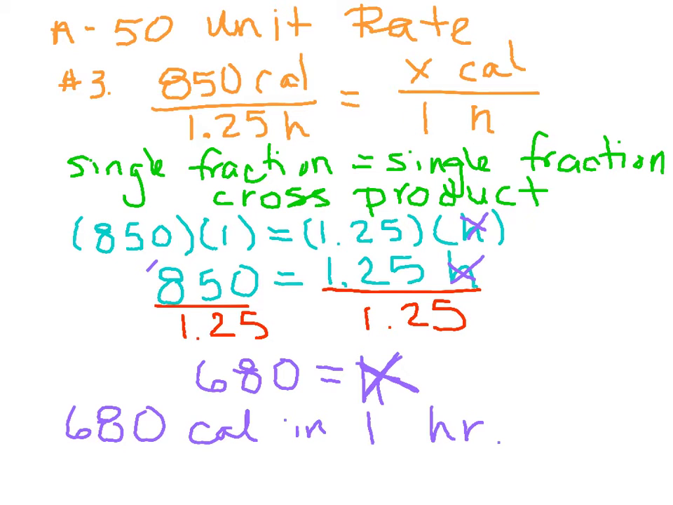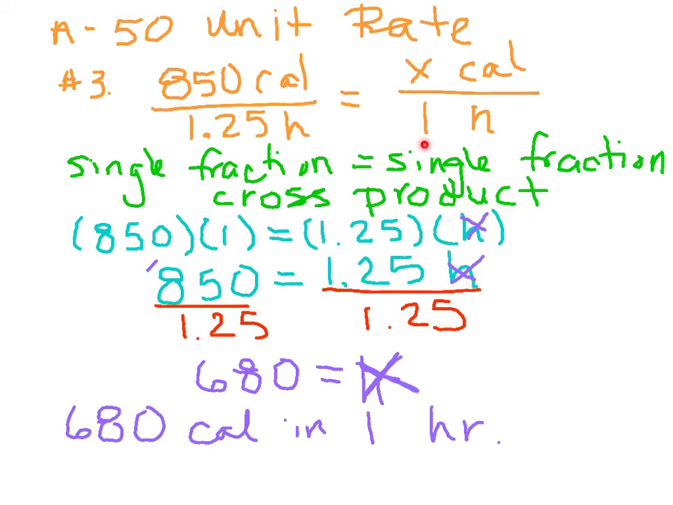Now, it's really important, guys, that if I have calories over hours here, then on this ratio I have calories over hours as well. The first thing I check for is, do I have a single fraction equal to a single fraction? And the answer is yes, so I can do cross product. So I make my little x, and I have 850 times 1 is equal to 1.25 times x. This is easy. 850 times 1 is 850. And now I want to solve for x, so I'm going to divide by the same amount, and I'm going to get x is equal to 680.